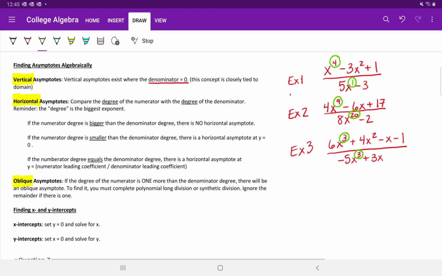So now that we've identified what the degrees are, let's talk about how we compare them. If the numerator degree is bigger than the denominator degree, so top is bigger than bottom, there is no horizontal asymptote. So that's our first example here. Our top degree is 4, our bottom degree is 1. If the top is bigger, there is no horizontal asymptote.